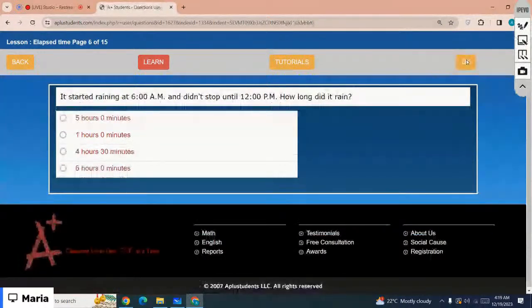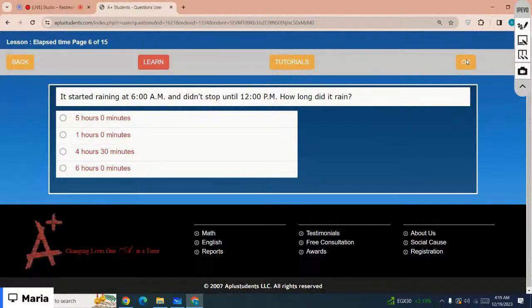Okay, it started raining at 6 a.m. and didn't stop until 12 p.m. How long did it rain? Which is the correct option? We need to calculate the time duration, right? So the start time is 6 a.m. and the end is 12 p.m. So how do you calculate the duration? Which is the correct option?